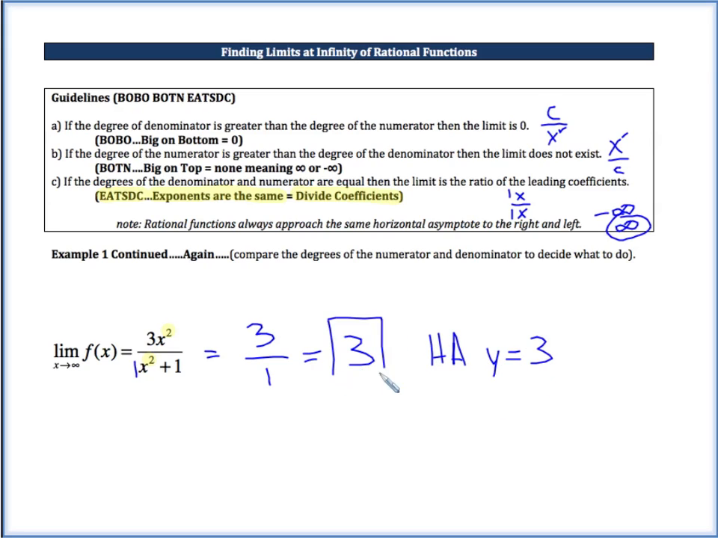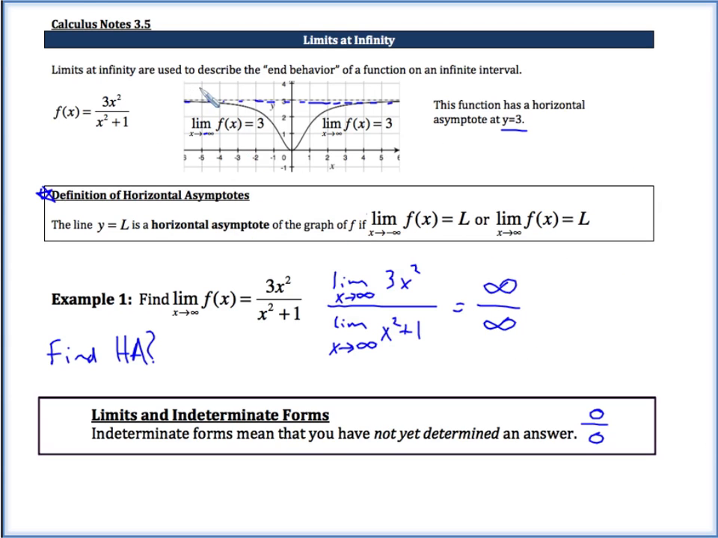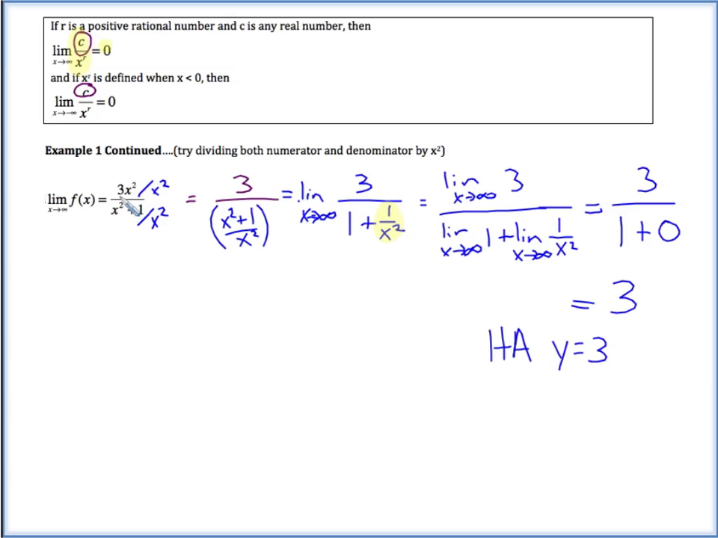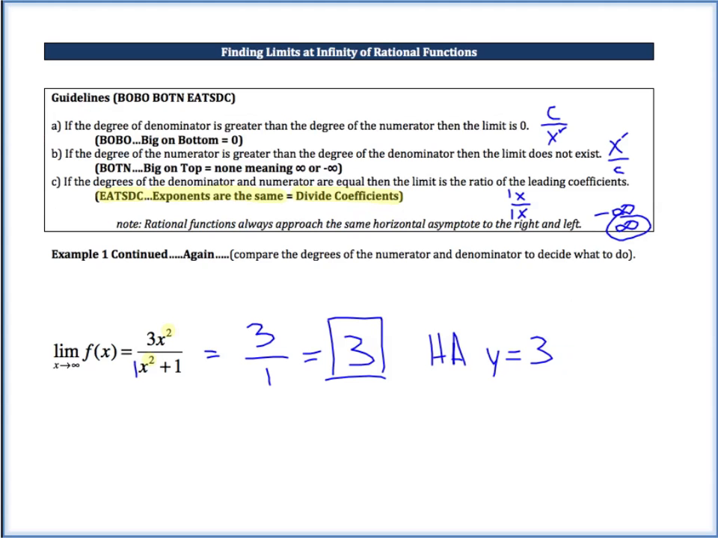And so we've found 3 a couple different ways. We found it graphically. Okay, you can see that this is approaching 3. We did this thing where we try to get the numerator to equal a constant, and we found that it was 3. Or we can use a little shortcut rule where we saw that the exponents were the same, and so we just had to divide the coefficients.